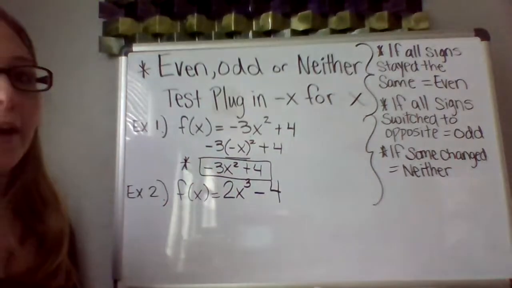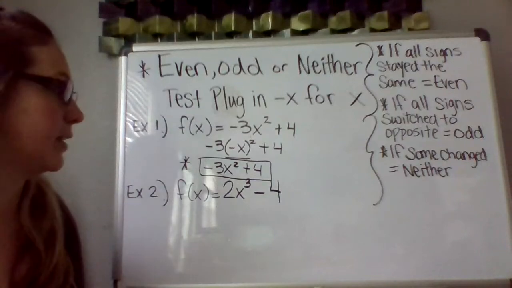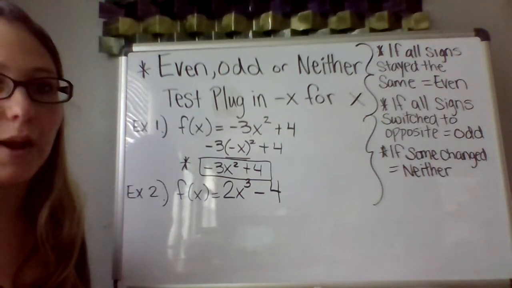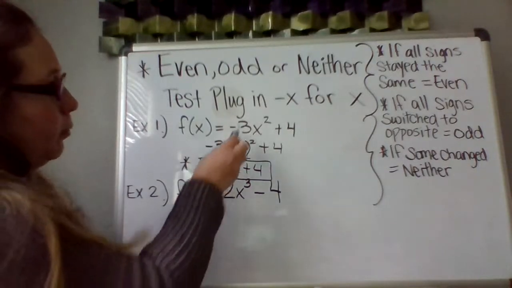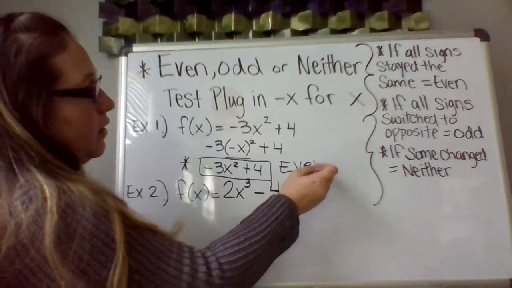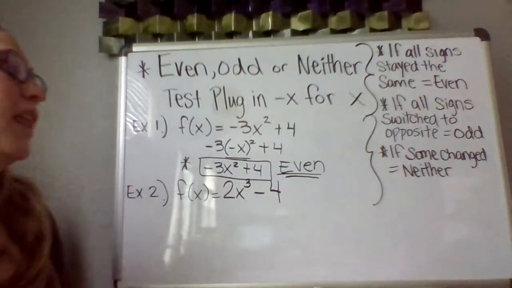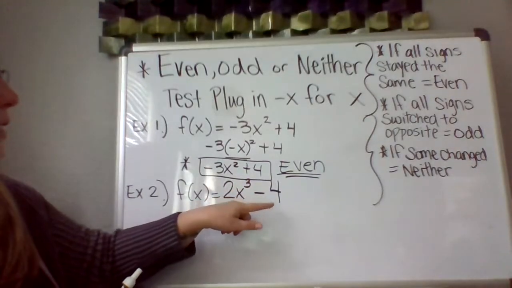So with a squared, that's going to happen. And because quadratics are usually symmetrical about the y-axis, that's why we're seeing this. So because we got the original, we can say that this function is even. Okay? So let's try another one. So this one is 2x cubed minus 4.